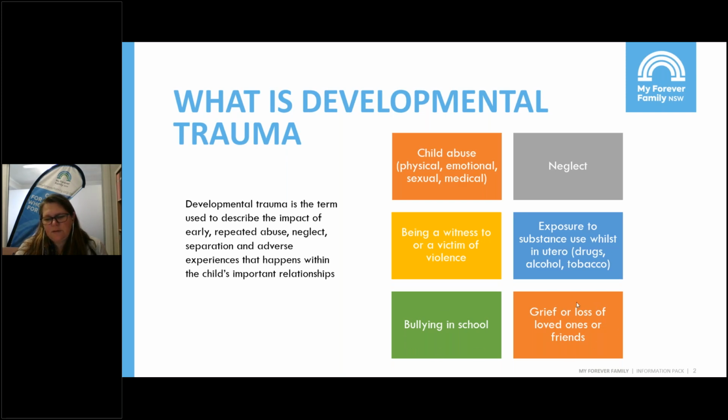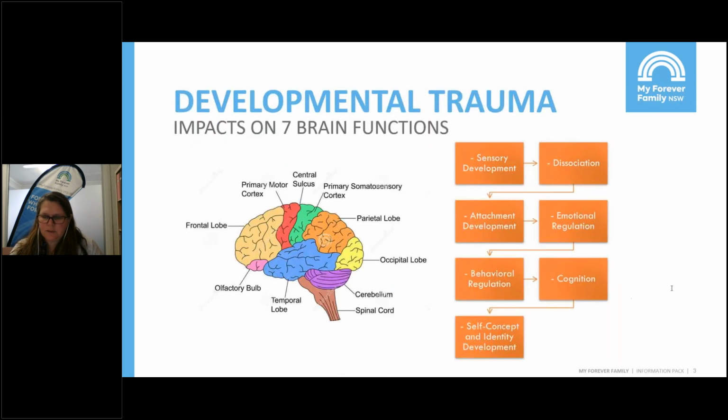Bullying in school and grief or loss of loved ones or friends are important, but in terms of developmental trauma, they need to occur prior to the age of 6, and it's usually about the important relationships. So whilst this is on the slide here, I'm not quite as convinced, because developmental trauma really is a relational impact, impacting not only that child's ability to grow and their brain's ability to grow, which I'll move on to, but also that particular important relationship.